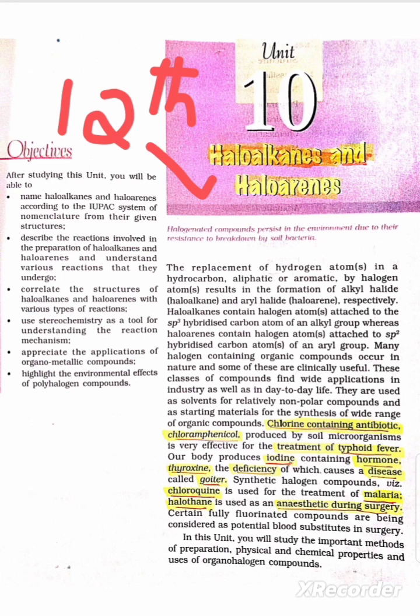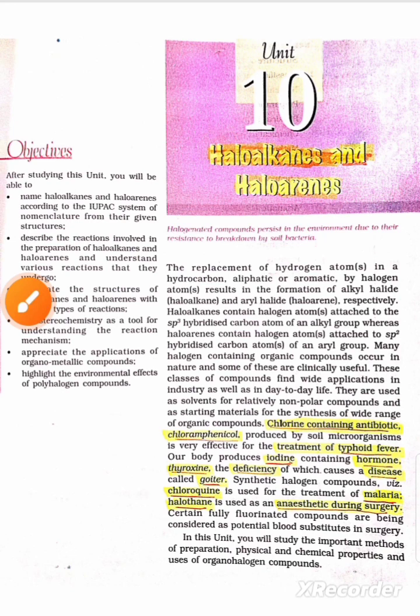In the chapter's first page, they have mentioned a chlorine-containing compound called chloramphenicol, which is used to treat typhoid, and another halogen, iodine, which is present in our hormone thyroxine, and its deficiency causes goiter. There is one more chlorine-containing compound called chloroquine, which is used to treat malaria. They have also mentioned a compound called halothane, which was used as an anesthetic during surgery.